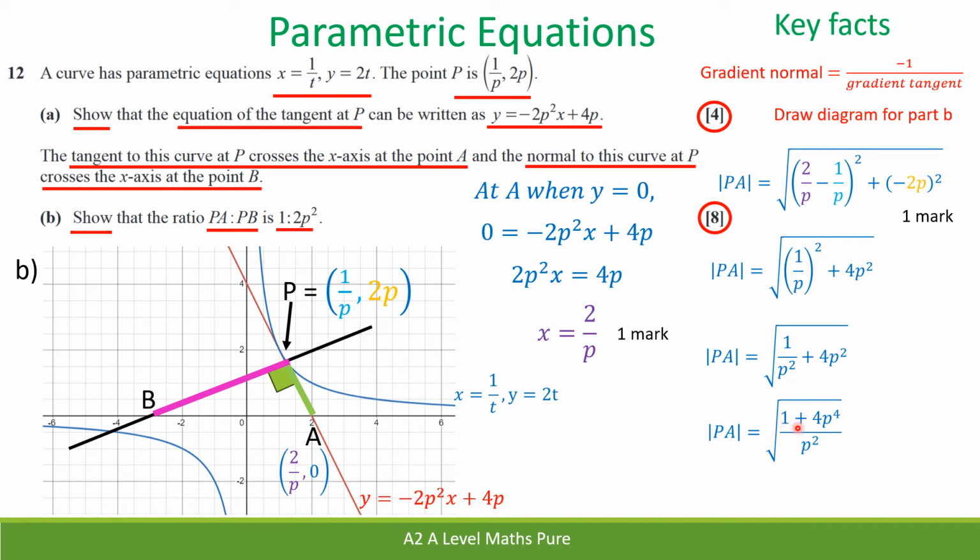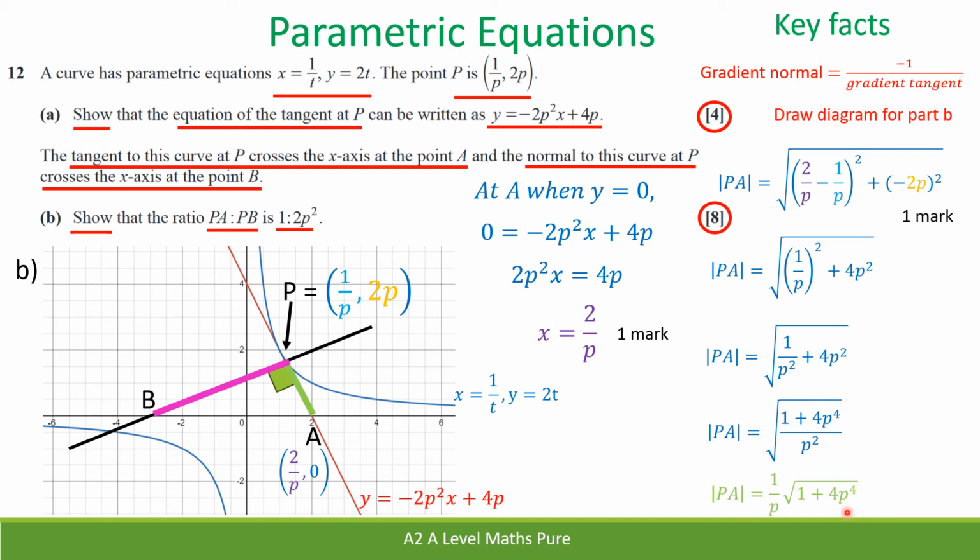So this can be separated into two fractions over one fraction. Now I can see my denominator has got a p squared, so I can do the square root of the numerator divided by the square root of the denominator. Now the square root of p squared is just going to be p, so PA is 1 over p times by the square root of 1 plus 4p to the power of 4.